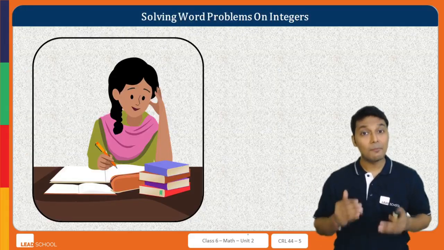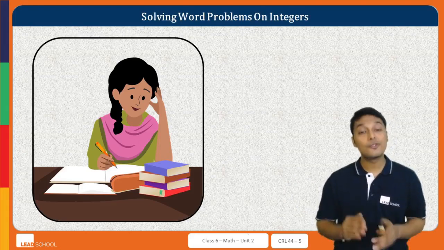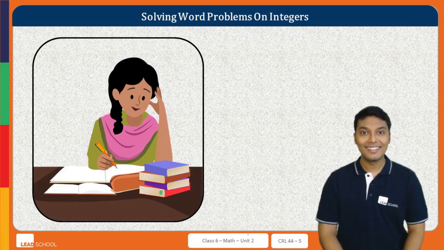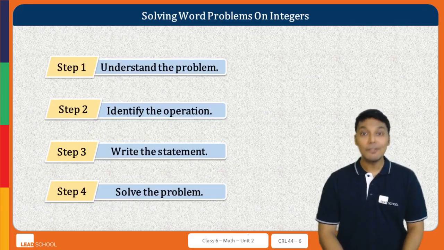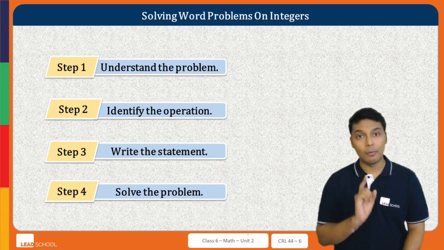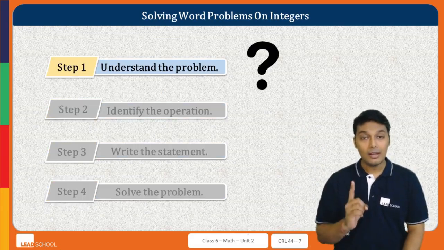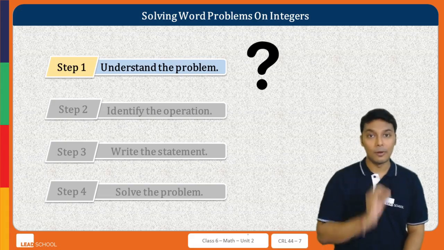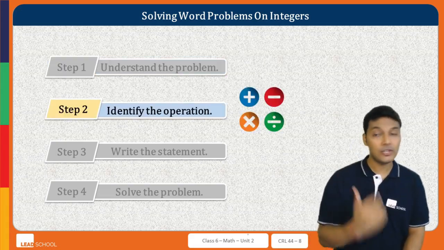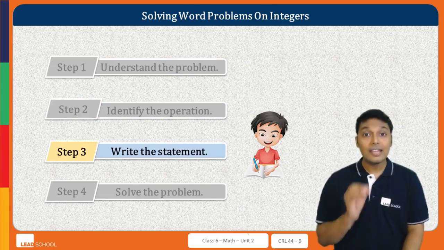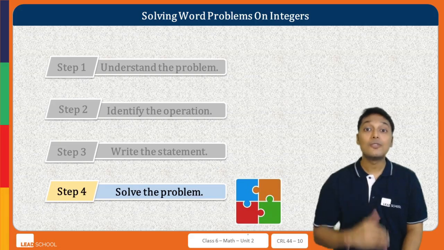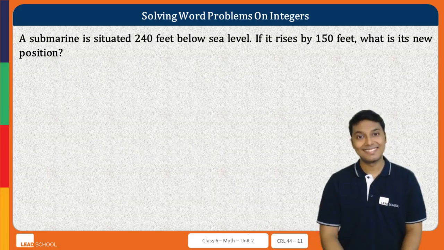Now, let's apply this understanding to solve real-life word problems on integers. For this, we will use the 4-step strategy of solving a word problem. Step 1 is to understand the problem. Step 2 is to identify the operation. Step 3 is to write the statement. And the 4th is to solve the problem.